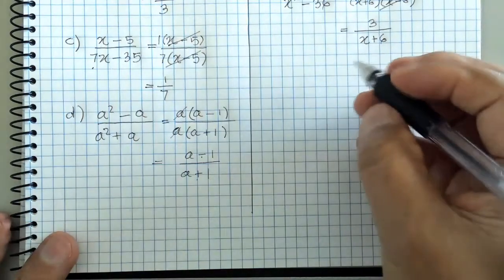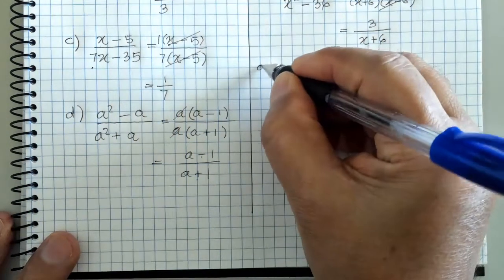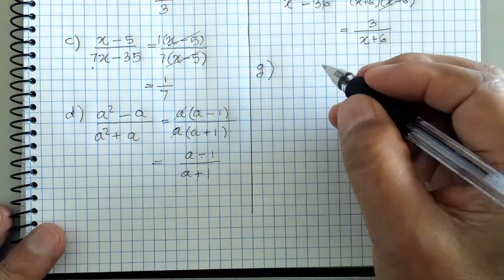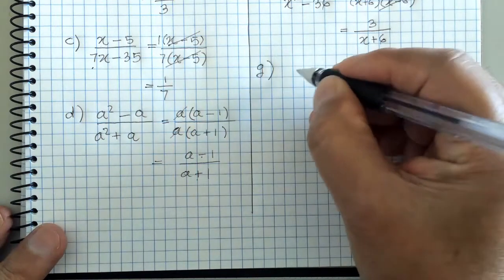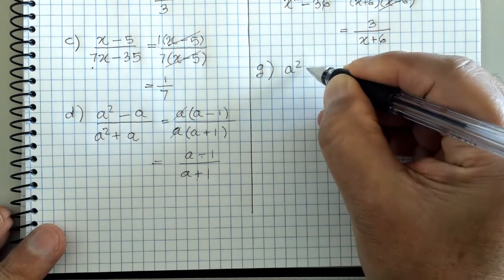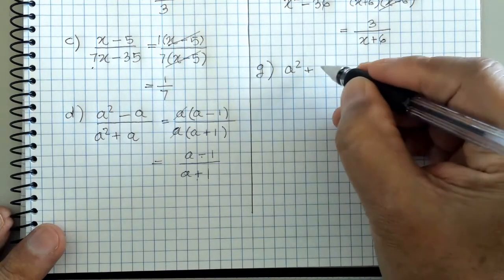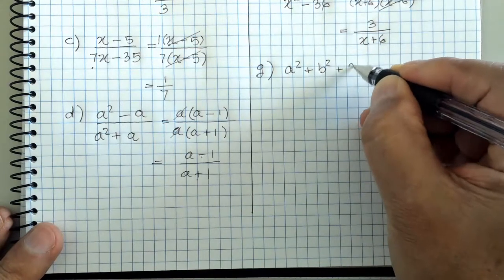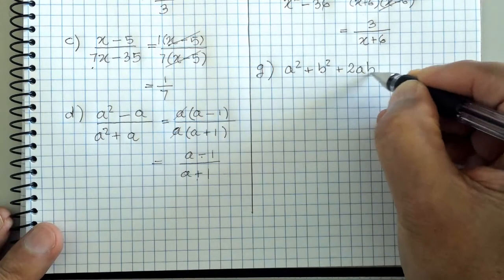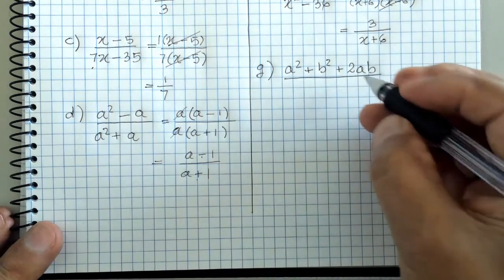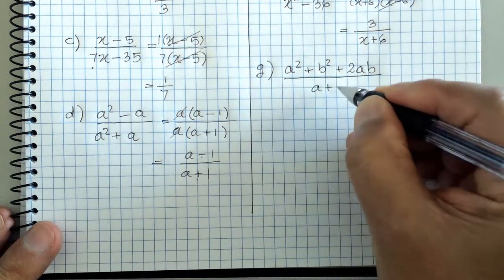Okay, question G. All right. Okay, let's say that we have a squared plus b squared plus 2ab all divided by a plus b.